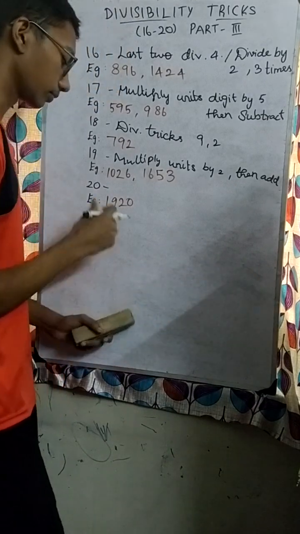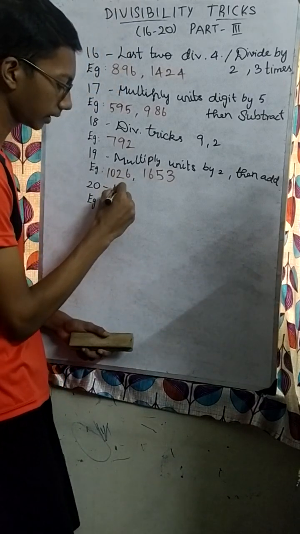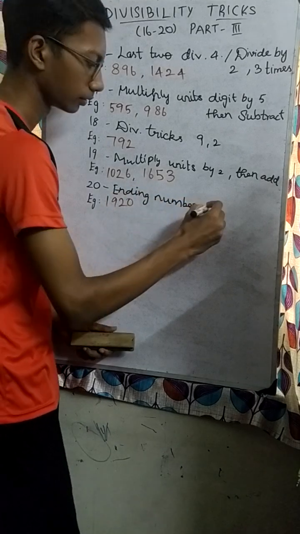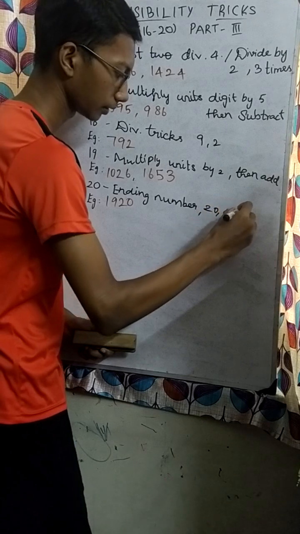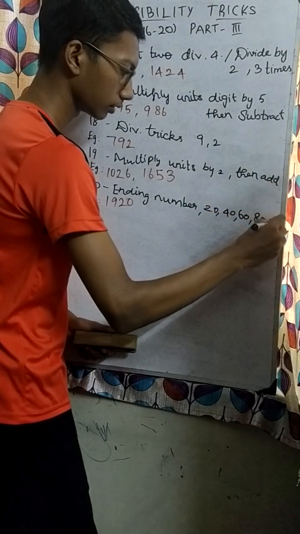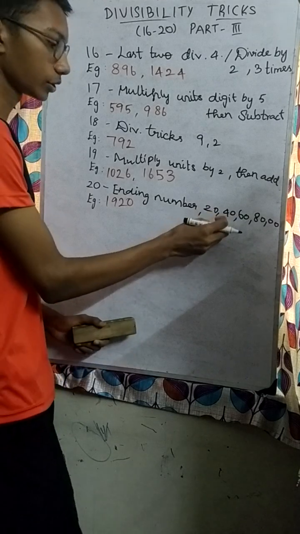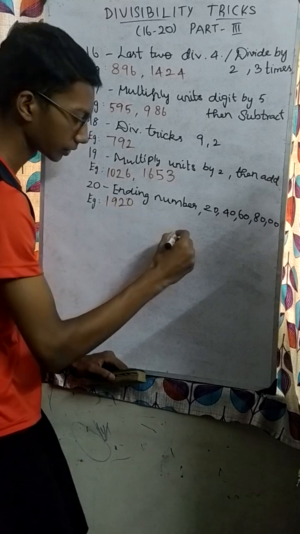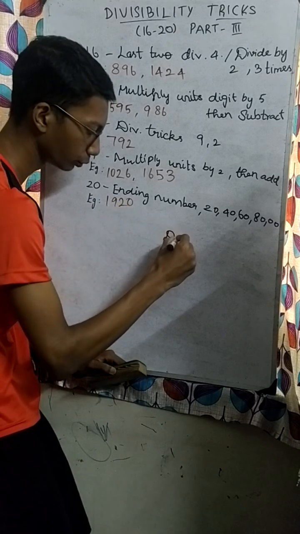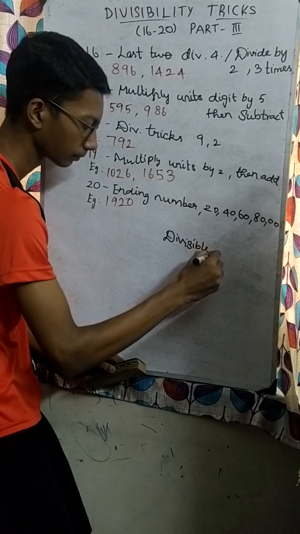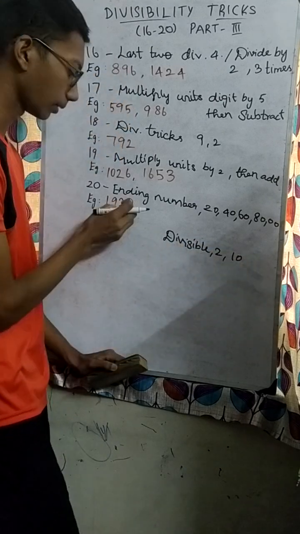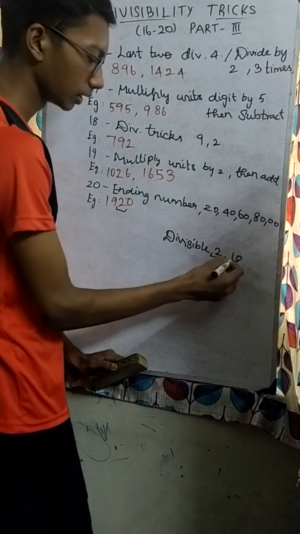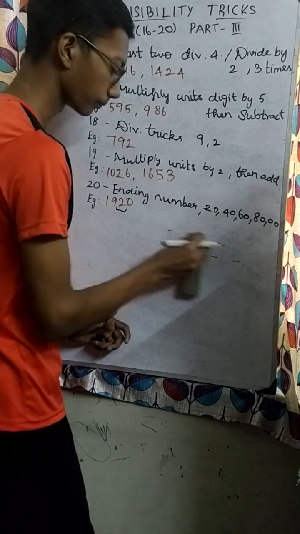Now let's get to the last number, which is 20. The ending number must be either 20, 40, 60, 80 or 00. So if a number ends with these numbers, then the number is divisible by 20. Or we can say the number should be divisible by 10. If the number is divisible by 10, next check if the previous number is divisible by 2. In this way we can say if a number is divisible by 20.